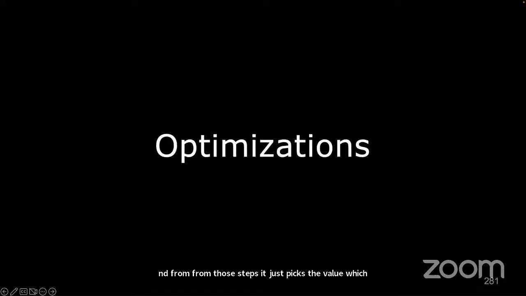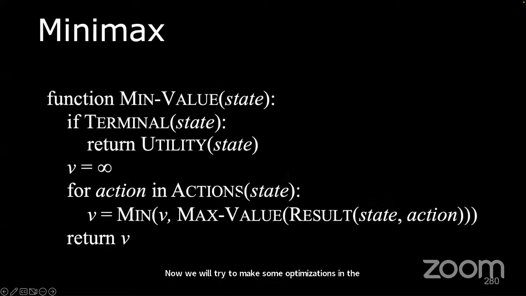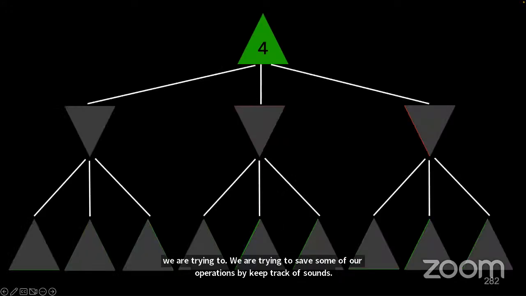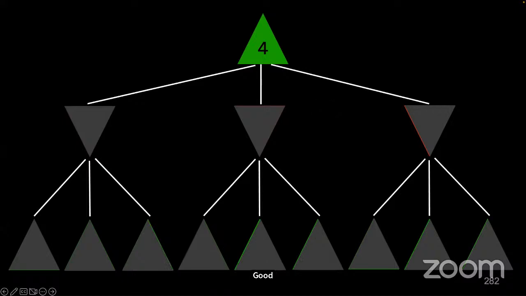Now we will try to make some optimizations in the minimax algorithm, because for a real world problem it needs to explore a huge number of nodes. So we are trying to save some of our operations by keeping track of some values. To get the idea of the observation, let us consider this example. Here we are considering the gameplay of the maximizing player.